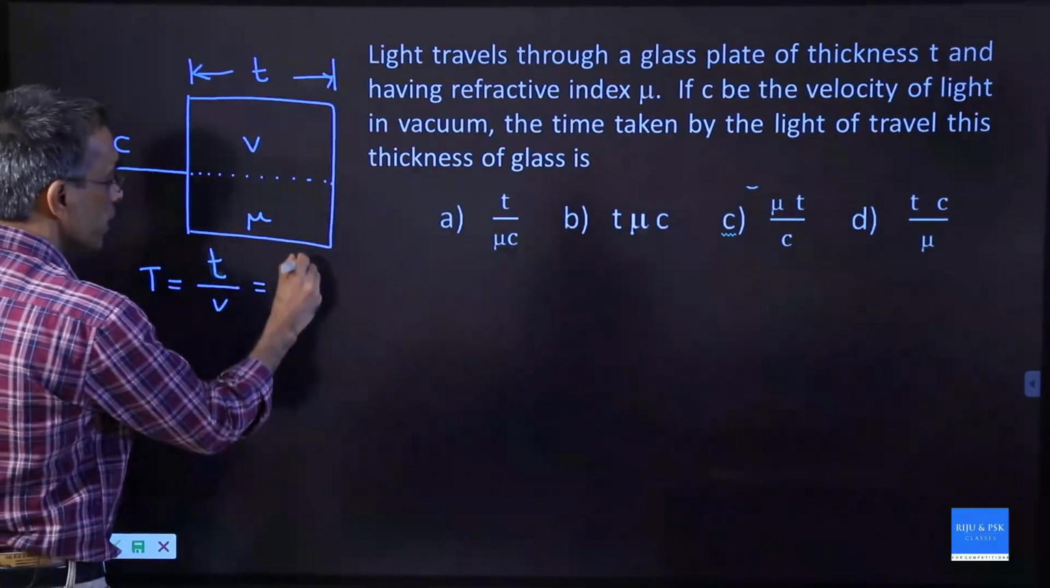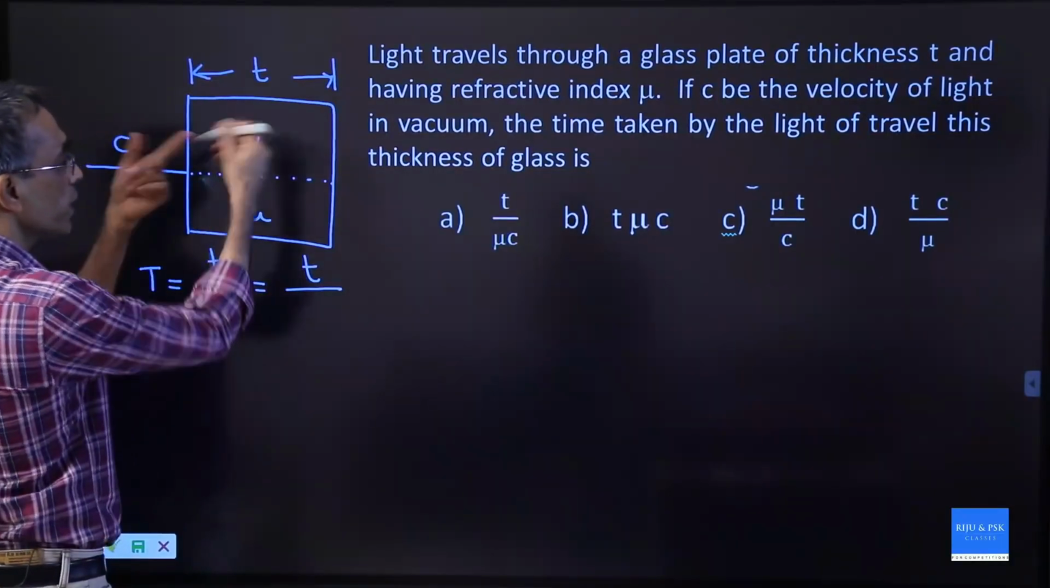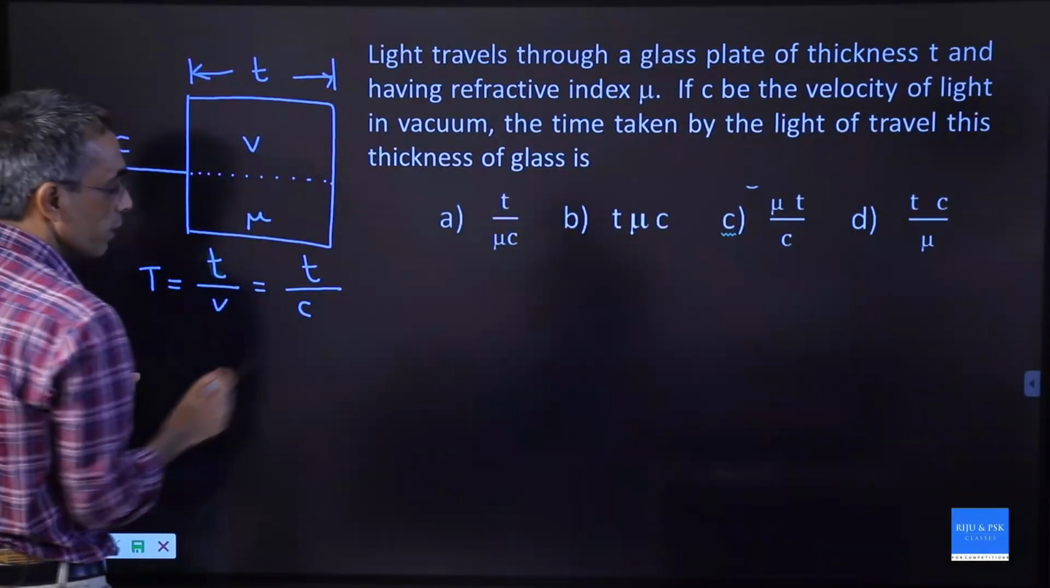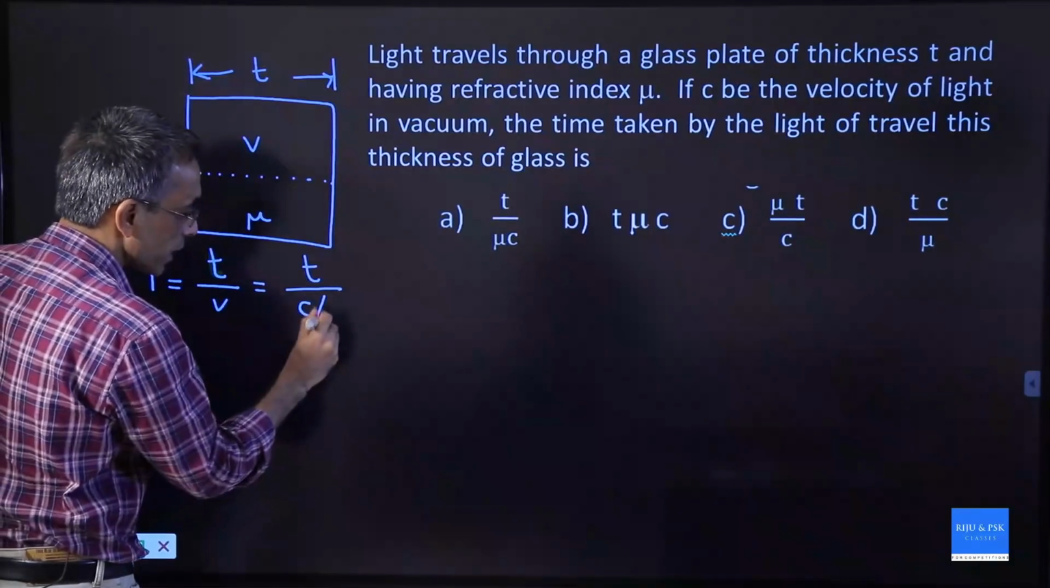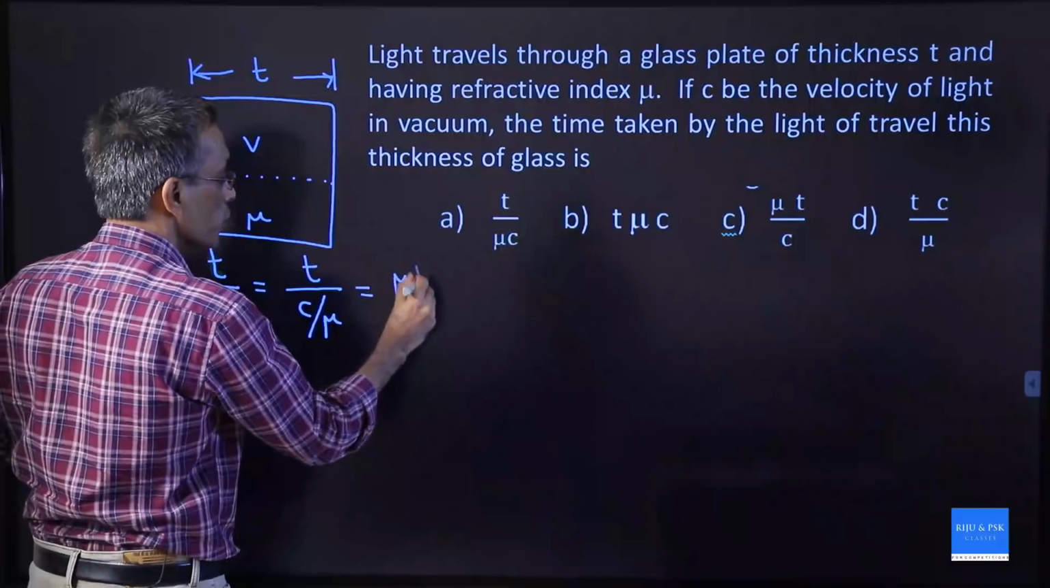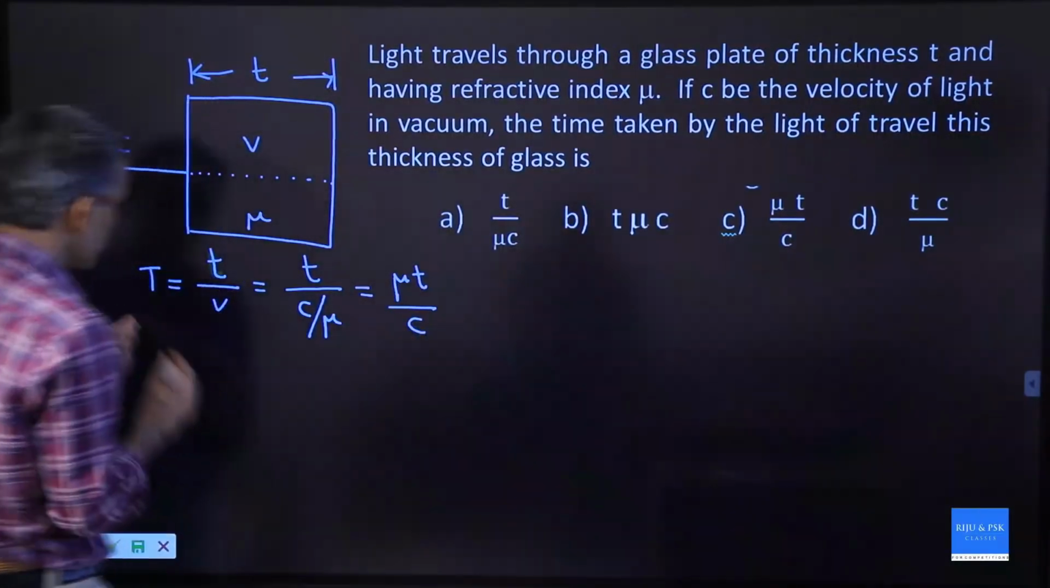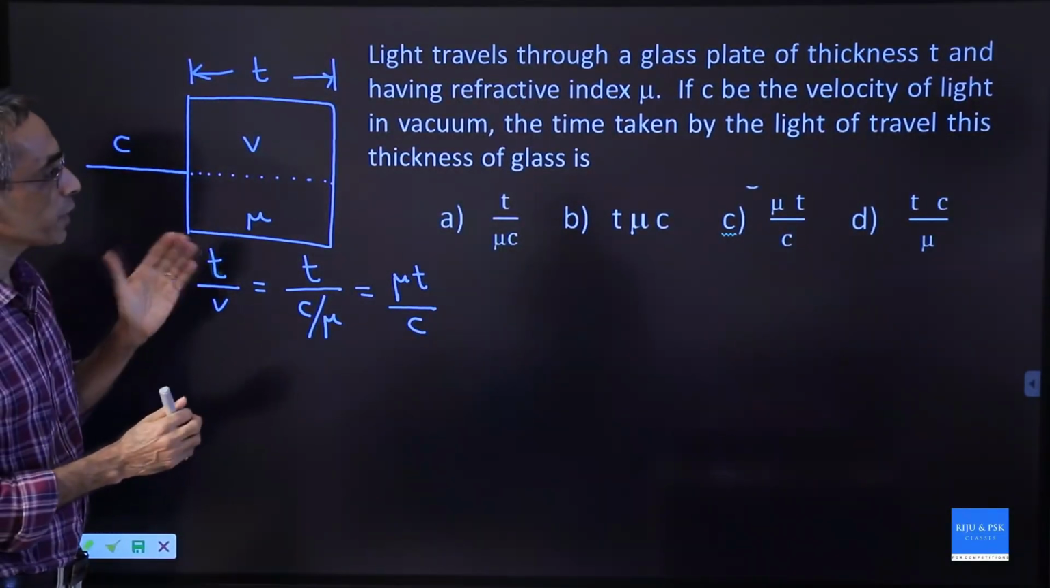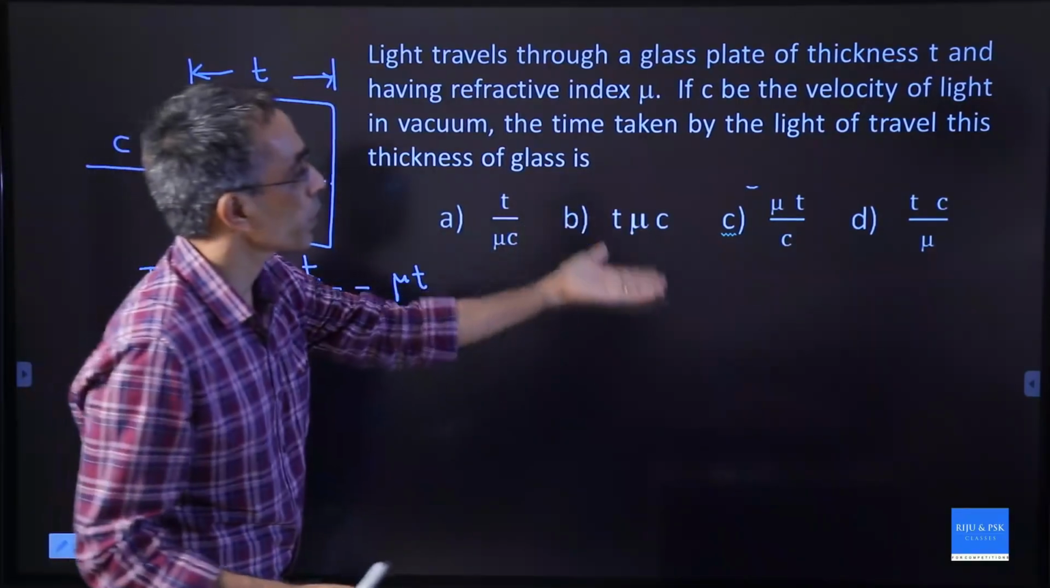And this is nothing but the thickness divided by the speed in a medium, which we know by the definition of refractive index, that is c divided by mu. So, your answer is mu into T divided by c. This is the time taken by light to travel. This is the answer to your question, mu T by c.